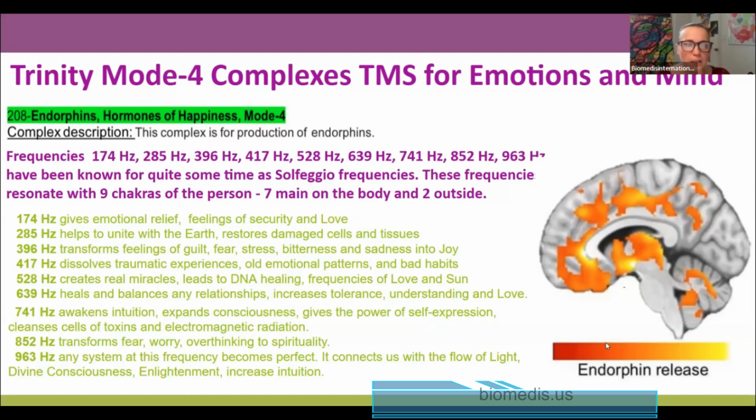639: heals and balances any relationships, increases tolerance, understanding, and love. 741: awakens intuition, expands consciousness, gives the power of self-expression, cleanses cells of toxins and electromagnetic radiations. 852: transforms fears, worries, overthinking to spirituality. 963: connects with the flow of light, divine consciousness, enlightenment, increases intuition.